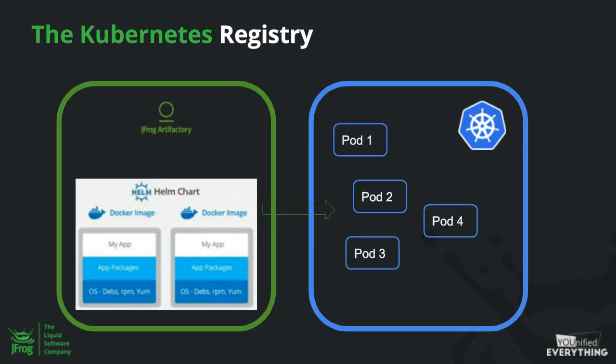So this webinar is based on Kubernetes. You can use Artifactory as your Kubernetes registry to store your Helm charts, to deploy them to your Kubernetes cluster. Your Helm charts reference your Docker images, so you will be able to store them in Artifactory as well. Your Docker images might be using your own packages, your own applications, and also OS packages such as Debian, RPM and Alpine packages. So you will be able to have everything in one place.